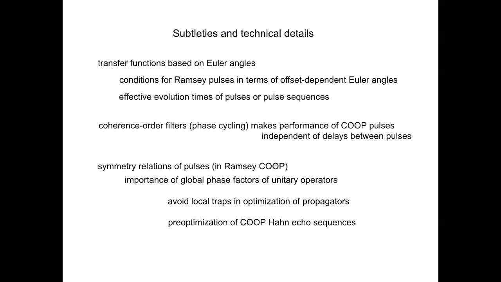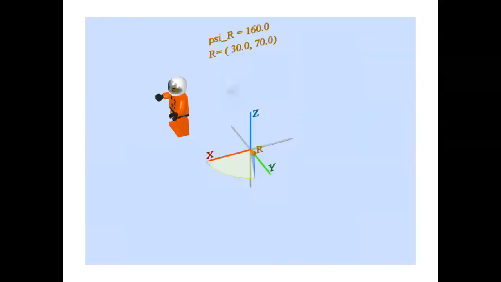It's important to consider such appearance order filters based on phase cycling, which makes the performance of such cooperative pulses independent of the delays between the pulses. We analyzed some symmetry relations of pulses, and in particular, I mentioned the importance of global phase factors for interoperations to avoid local traps in optimization of propagators. And in the case of the echoes, we avoided many of these traps by pre-optimizing pulses, taking these global phase factors into account. The Euler angles I showed you already.